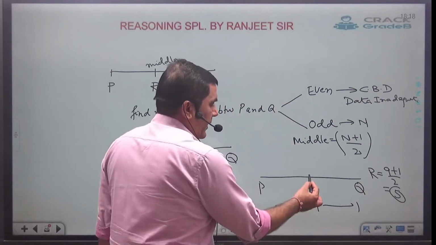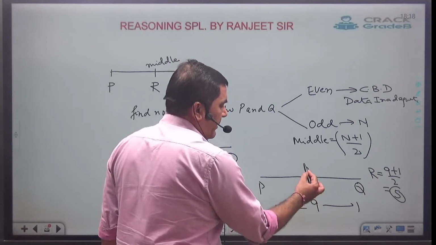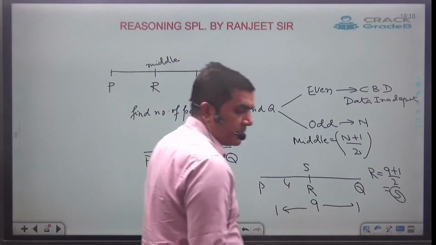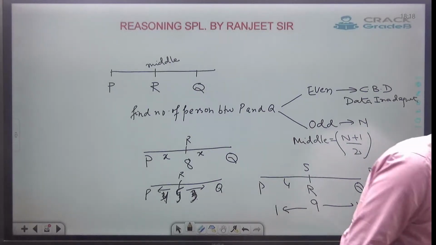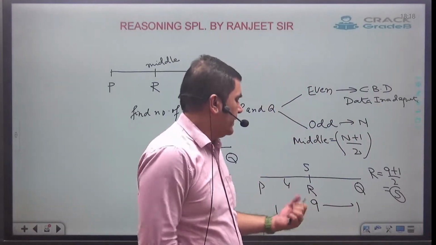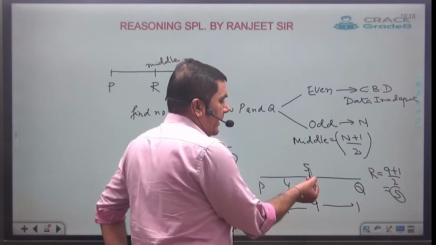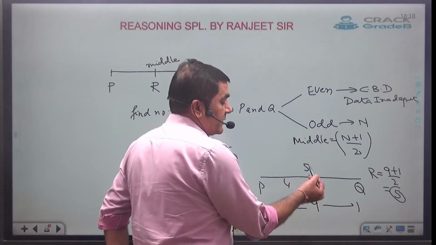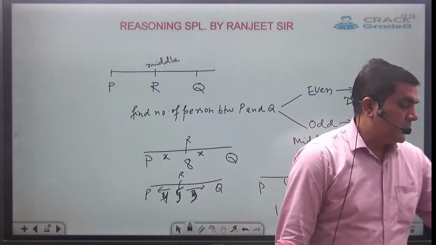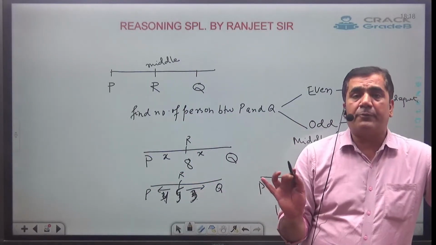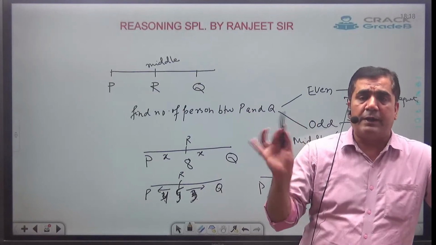Means if I place R over here, R will be 5th. So to the left of R must be 4. And since total is 9 and up to here is 5, 9 minus 5 comes out to be 4. So R will be in the middle. Clear? This is the basic concept for 3-person arrangement.